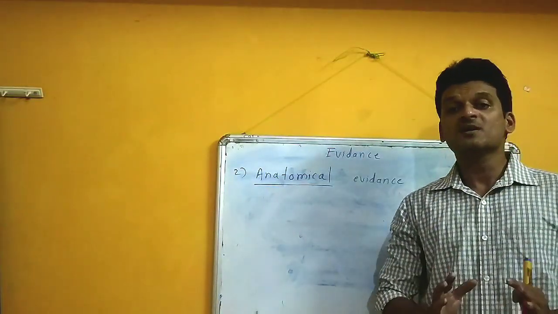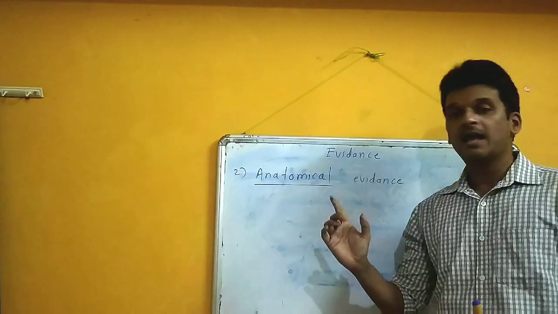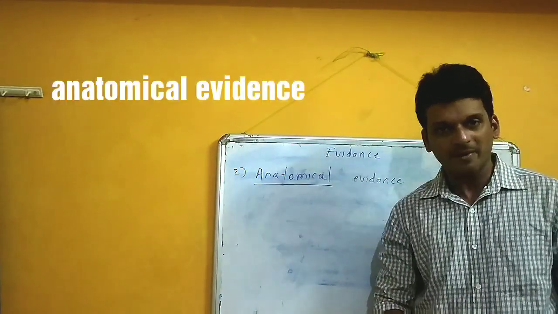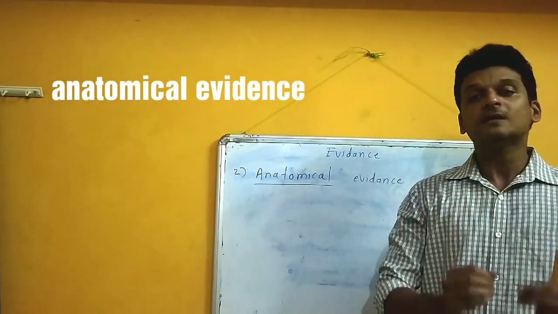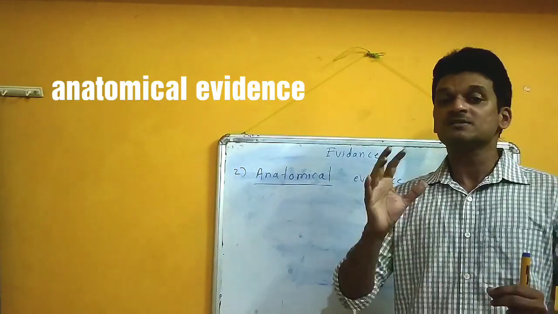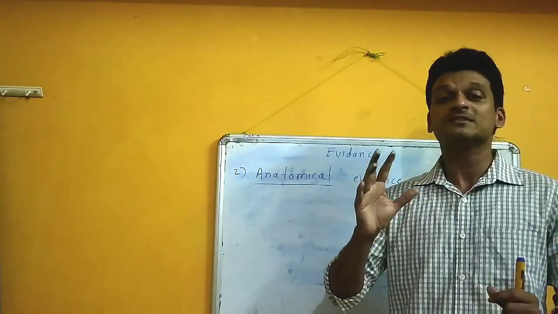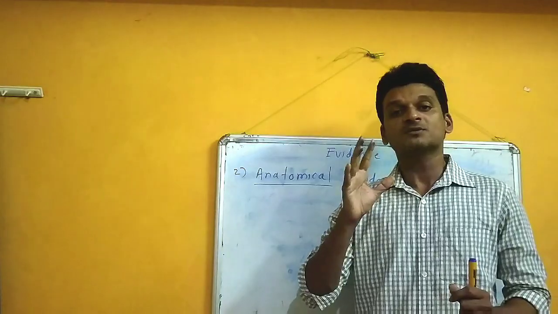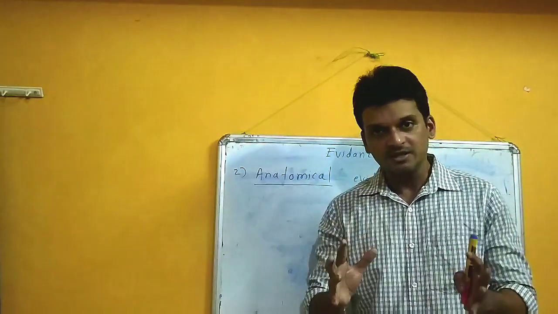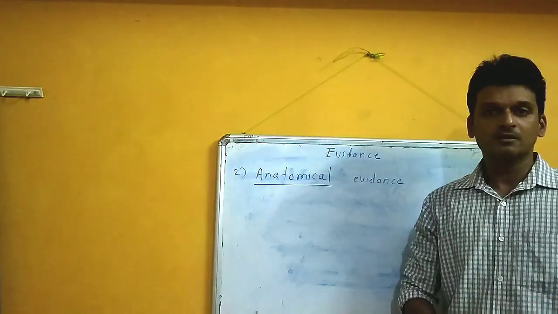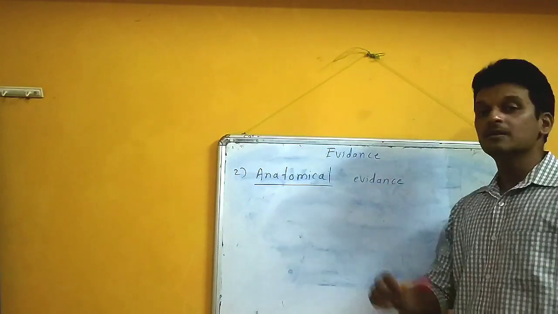Evidence that strongly supports the theory of evolution is anatomical evidence. What is the meaning of anatomy? The study of internal structure of organisms, especially the study of organs, what is the position of the organ, what is the structure of the organ, what is the structure of the bone. These all things are studied under anatomy. And that evidence is called anatomical evidence.